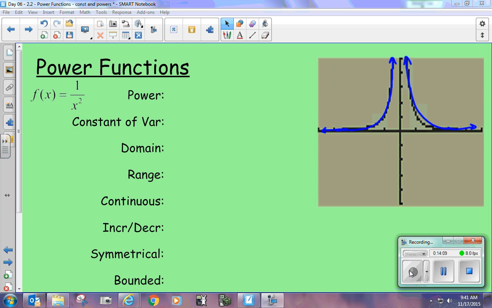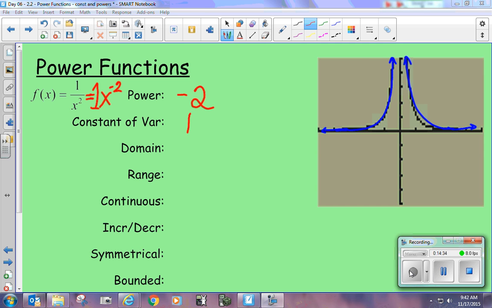Before we start answering these, what's another way I can write that in power function form? X to the negative 2. Okay, so this is the same thing as saying x to the negative 2. All right, so what's my power there? Negative 2. Okay. What is the constant of variation? 1, because the coefficient in front is a 1.